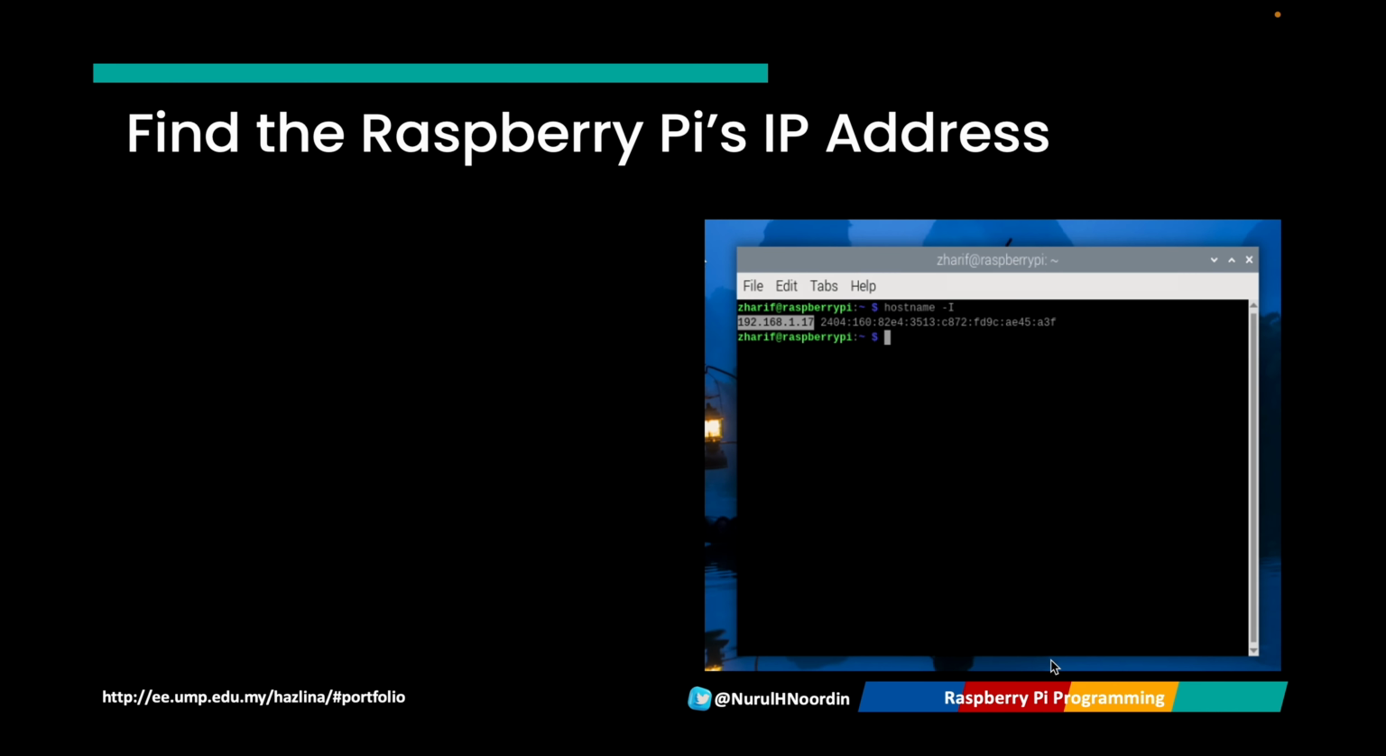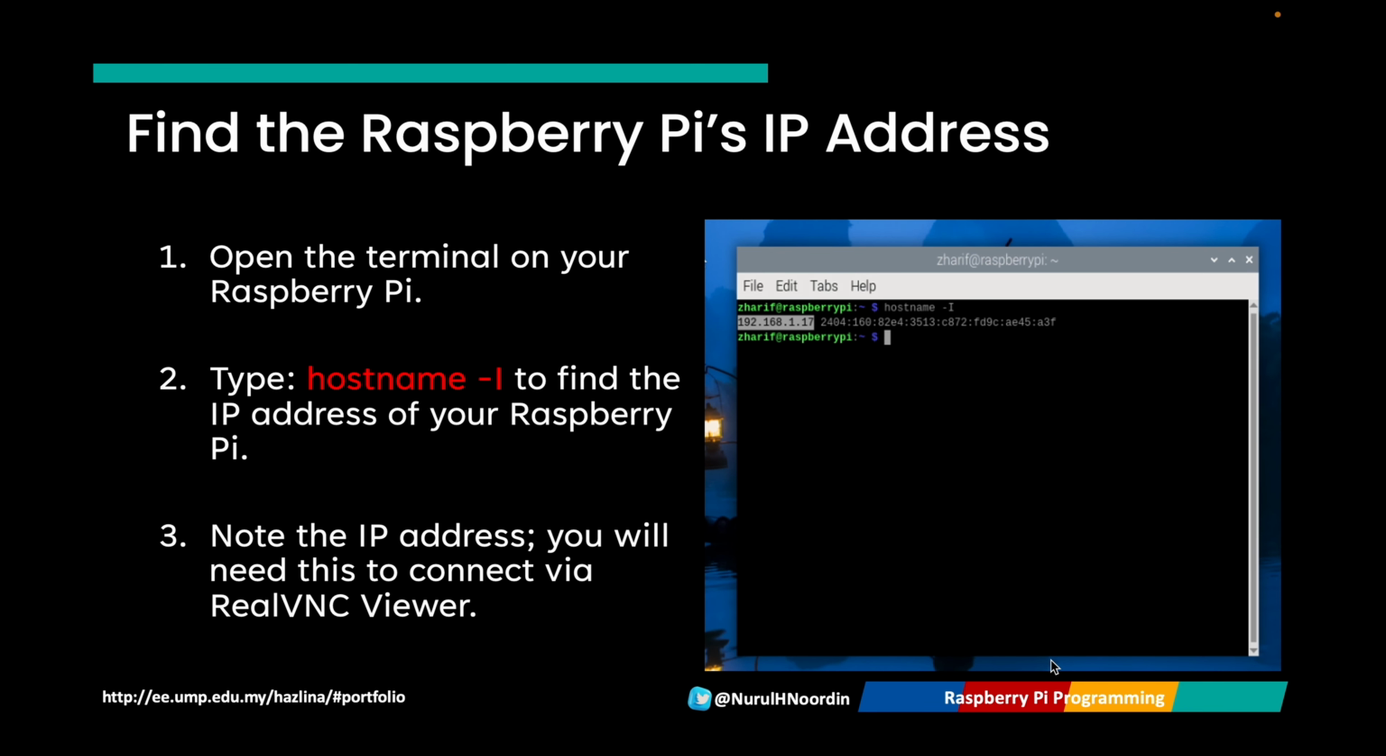To connect to your Raspberry Pi using Real VNC Viewer, you first need to find its IP address. Start by opening the terminal on your Raspberry Pi. Next, type the following command, hostname -I. The command will display the IP address of your Raspberry Pi. Make sure to note down this IP address. You will need it when connecting from Real VNC Viewer on your PC, Mac or smartphone. With the IP address, you are now set to establish a remote connection.